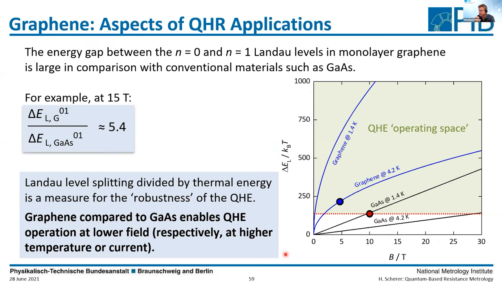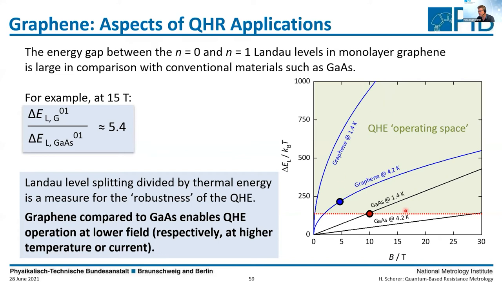And all this gives rise to the fact that you can observe the quantum Hall effect in graphene at lower magnetic fields or, respectively, at larger temperatures, which is shown here in this view graph. At 15 Tesla, typically you have a spacing between the n equals 0 and 1 Landau levels that differs by a factor of about 5 in graphene and gallium arsenide. So graphene is, of course, 5 times higher than gallium arsenide.